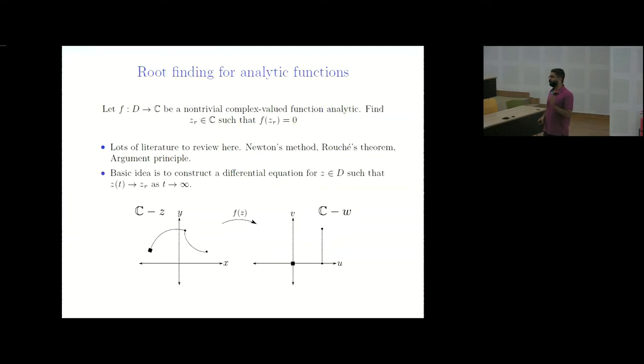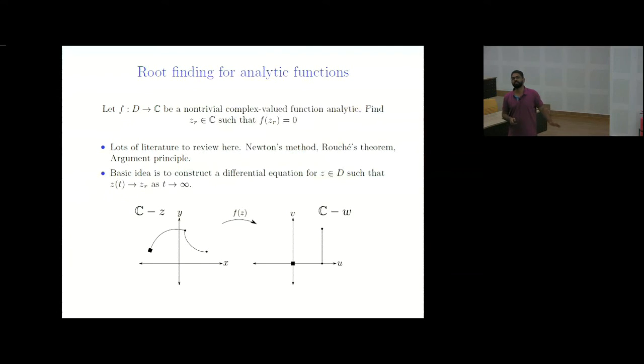Suppose you want to find the zeros of an analytic function. Okay, so f is a non-trivial complex analytic function. Non-trivial meaning it's not constant. If it's the constant function, there may not be a zero. Right, so you don't want to do that. So you want to find the roots, so you want to find z_r such that f(z_r) is 0.